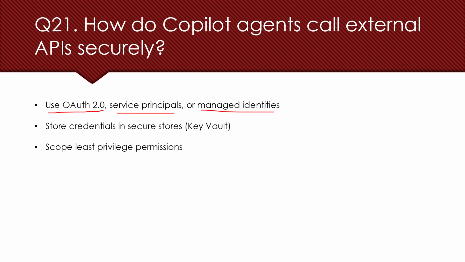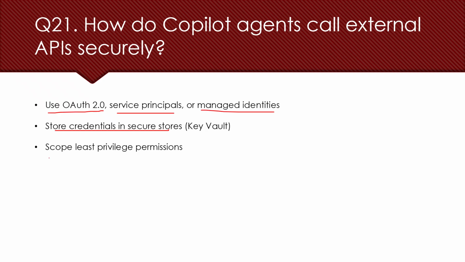For external services, it will use OAuth 2 flows with delegated or application permissions as appropriate, whatever is required. For Azure resources, it will prefer managed identities, so secrets aren't embedded into the code. All right. The other thing is it will store the credentials in secure stores like Key Vault. It is not going to be encoded into the code itself.